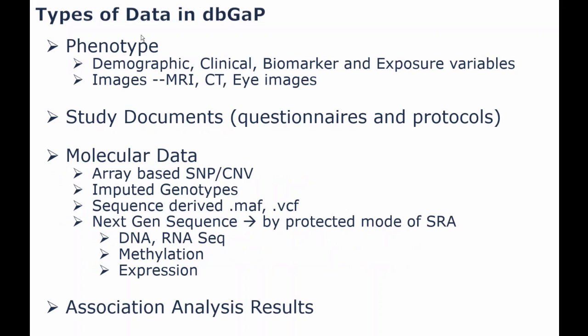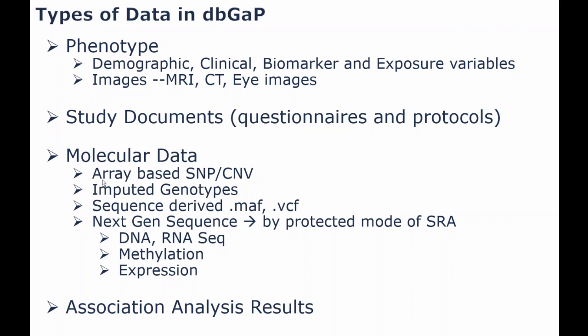There are several broad types of data in dbGaP. One is phenotypic data, and this is somewhat unique to dbGaP, especially here at NCBI, where we take patient-level demographic, clinical, and biomarker exposure variables, but we can also take images of people as part of the phenotype data type. And then we have study documents, which are primarily questionnaires or data collection instruments or protocols on how data was collected.